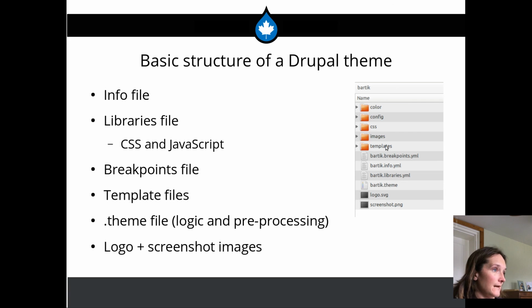We have a folder for template files, and any template files that you specify will override whatever came from your base theme. Next time, we'll go into a little more detail about how that works and how to specify a template file. And we have a .theme file, which includes all your logic and preprocess functions, which we'll talk about in part 3 of this series. And we have a logo by default and a screenshot, which will appear in Drupal's admin interface.